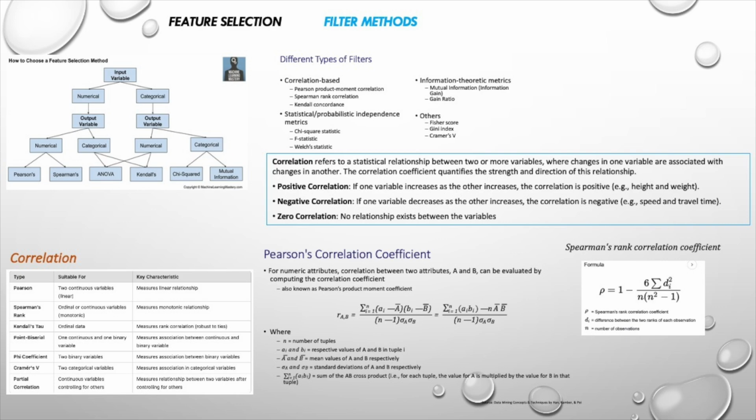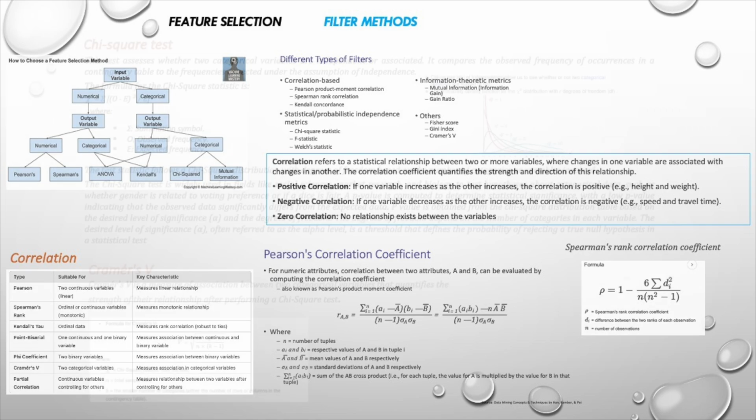Correlation refers to a statistical relationship between two or more variables, where changes in one variable are associated with changes in another. The correlation coefficient quantifies the strength and direction of this relationship. Positive correlation: if one variable increases as the other increases, the correlation is positive, e.g., height and weight. Negative correlation: if one variable decreases as the other increases, the correlation is negative, e.g., speed and travel time. Zero correlation: no relationship exists between the variables.